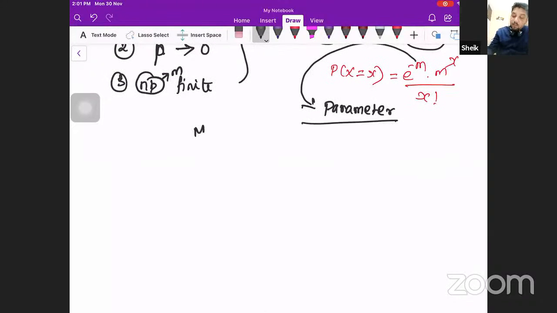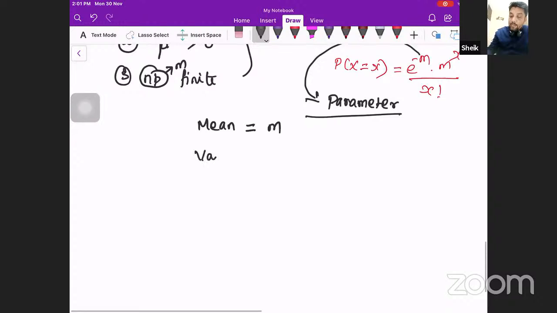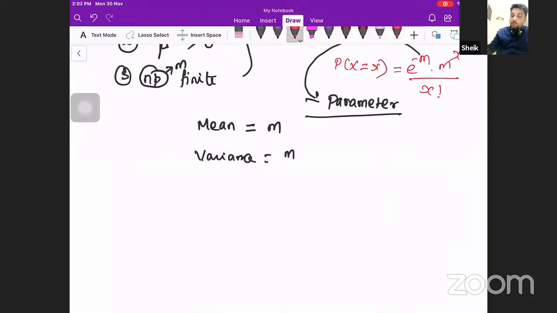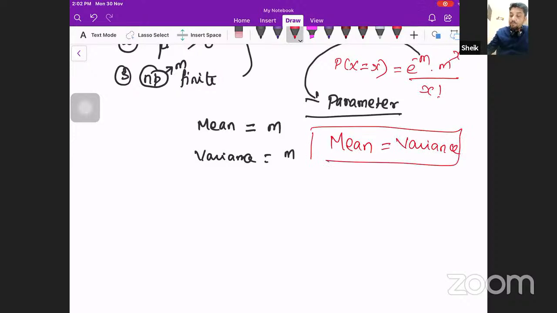Now, what is the mean? Mean of a Poisson distribution is nothing but M. Variance is also M. Sir, that means in Poisson distribution mean is equal to variance, sir? Of course, my dear. In Poisson distribution, mean is nothing but variance. So mean is equal to variance in Poisson distribution.